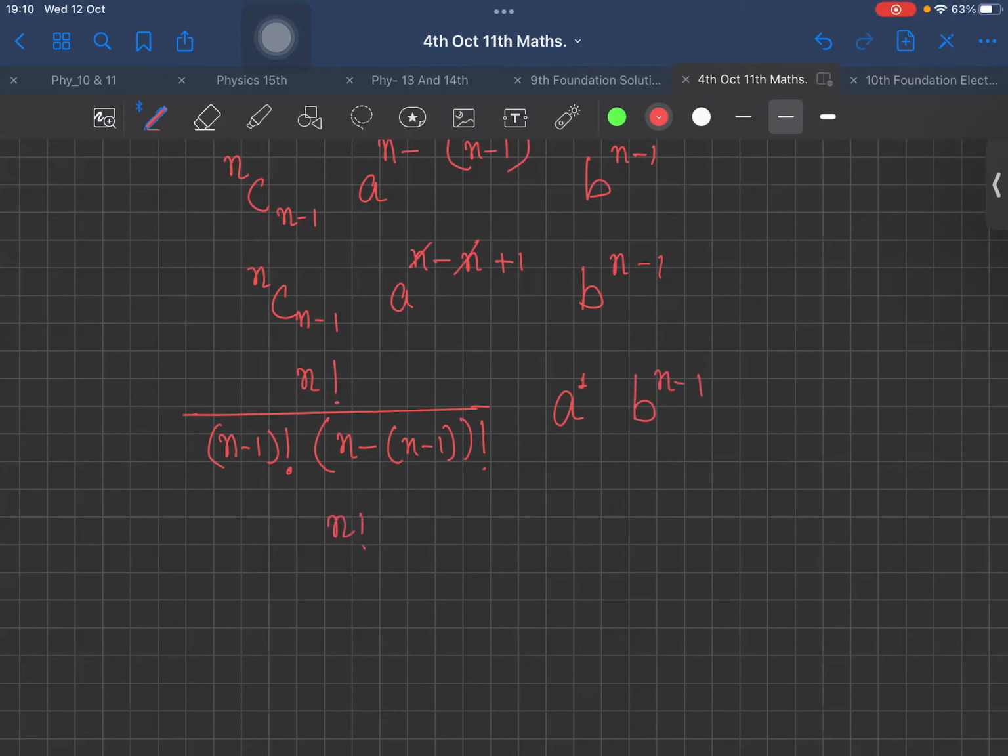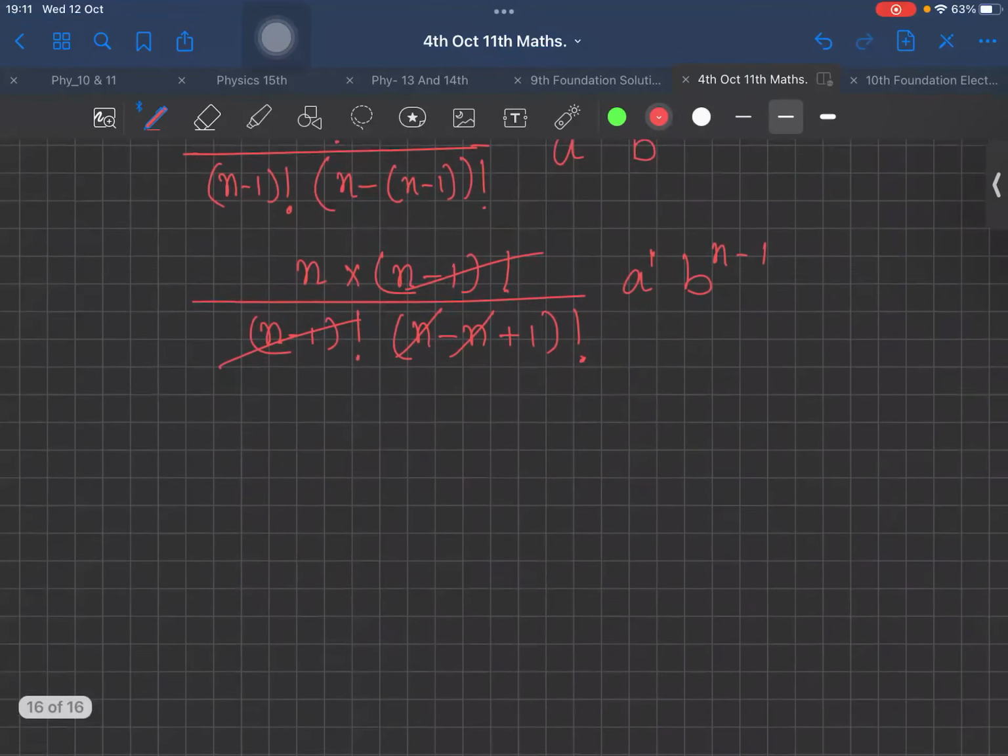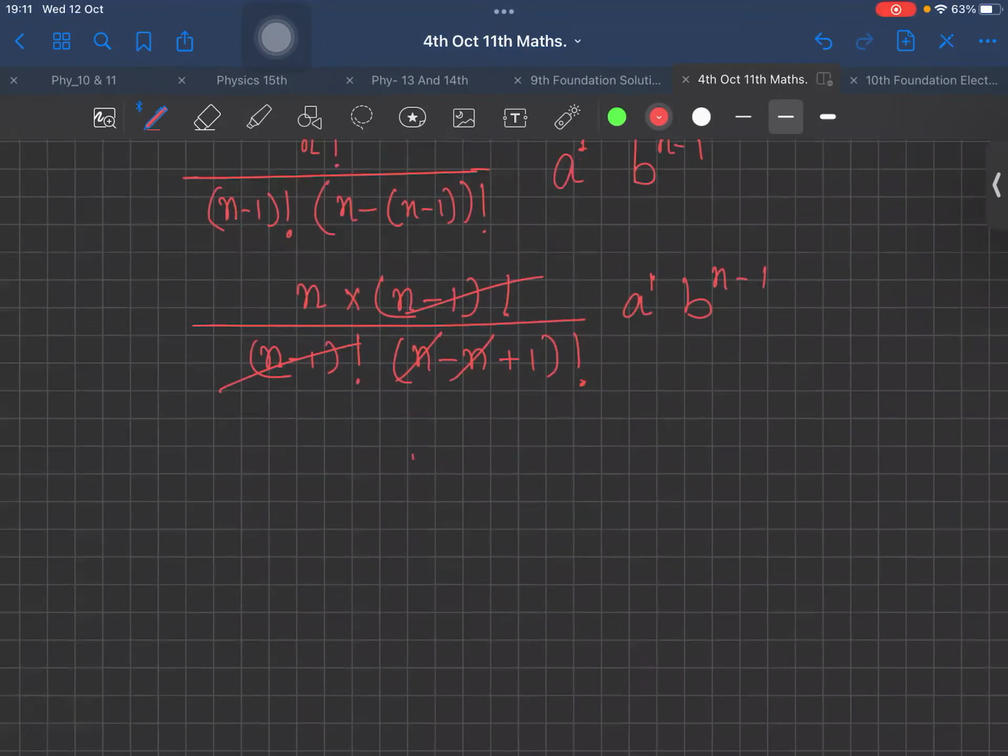This is n factorial whole divided by (n minus 1) factorial. In the numerator we can also write n multiplied by (n minus 1) factorial. The denominator is n minus n plus 1 factorial, which is ultimately 1 factorial. So this will get cancelled. This is a to the power of 1, b to the power of n minus 1. So this is n factorial upon 1, that is n. So the answer is n a b to the power of n minus 1. That's what I wanted.